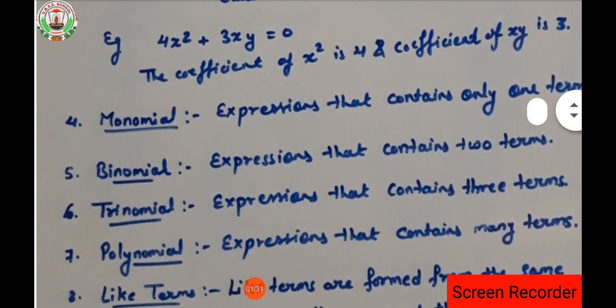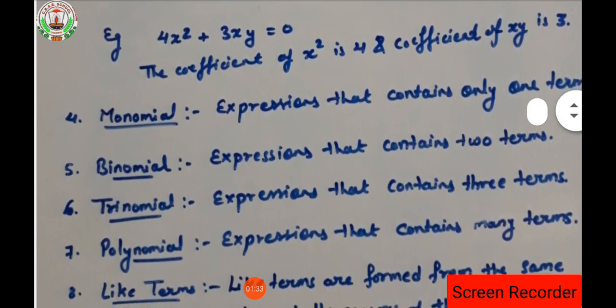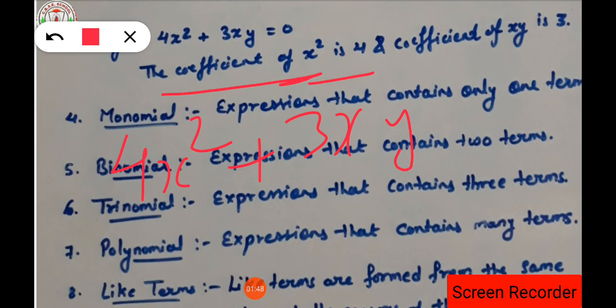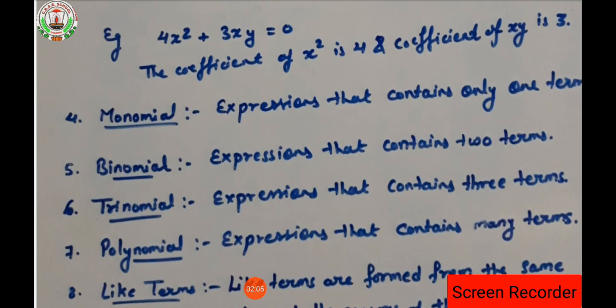So the coefficient of x square is what? Whatever number is attached to x square, in 4x square plus 3xy, x is the variable, isn't it? So the coefficient of x square will be 4, because whatever number is attached to the variable x square is called the coefficient. In the same way, whatever number is attached to xy is called the coefficient of xy. Clear, everyone?